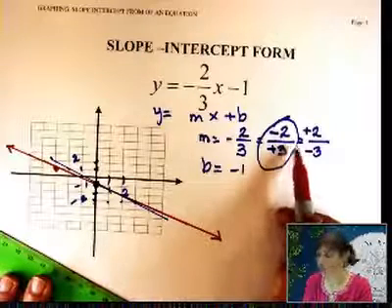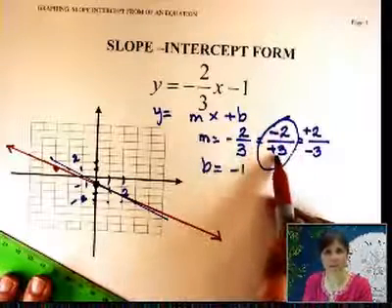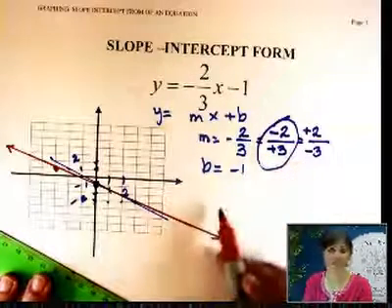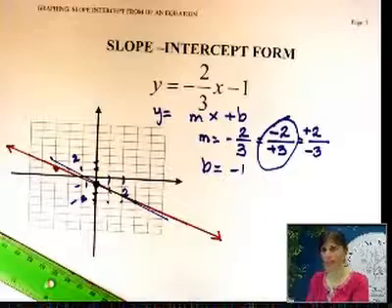It doesn't matter if you put the negative on top, positive at the bottom, or positive on top, negative at the bottom. You're going to get the same slope. Just be careful about how thick your dots are.